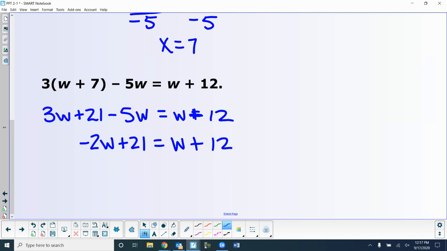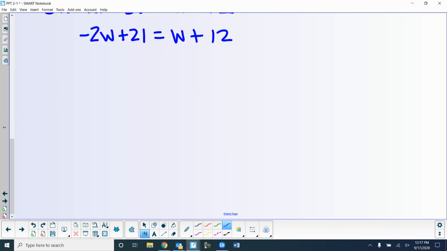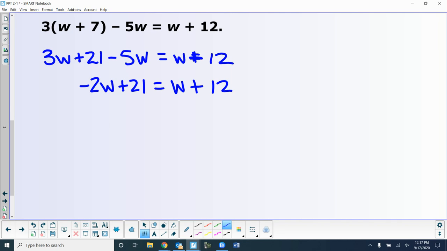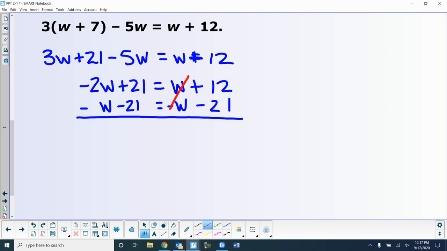All right, we're good? So distribute, combine like terms, simplify. Chelsea, what are you going to do now? Would you subtract the W from one side and add it to the other? Or subtract it to the other? Yeah. I'm going to also do this. You guys okay if I do that? Two steps at once. You with me, everybody?